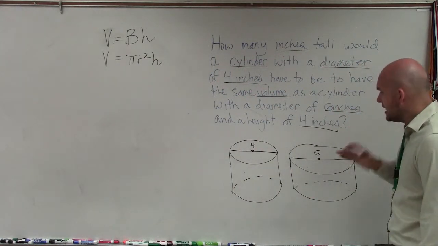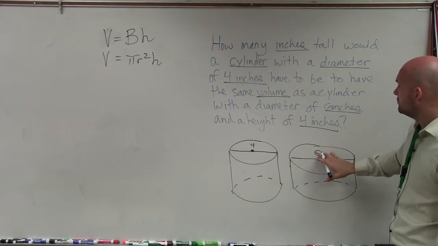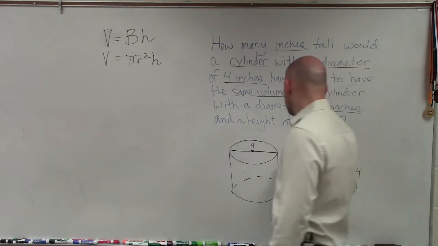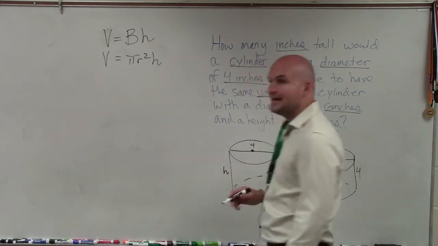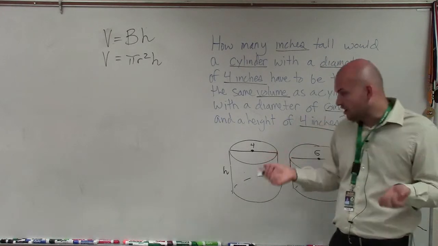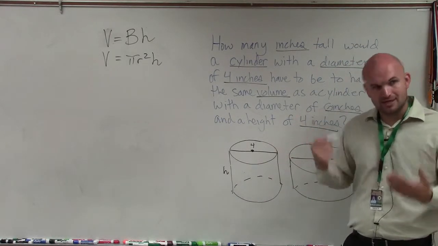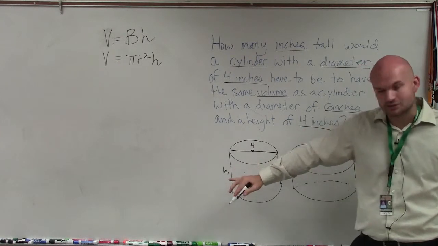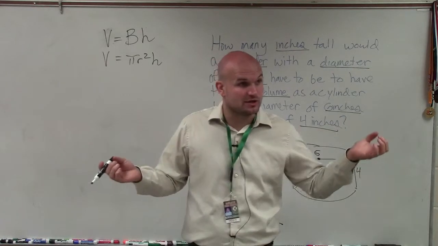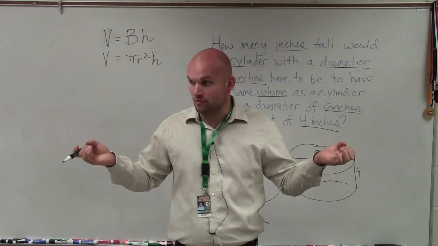Now, we do know the height of this cylinder, which has diameter 6. This one has a height of 4. And this one, the height is h. And that's exactly what we're trying to find, right? What is the height of the smaller cylinder? When you're restating your question, that is the answer you're looking for. Now, they say, what is the height when they're equal to each other? That means both volumes have to be equal, correct?